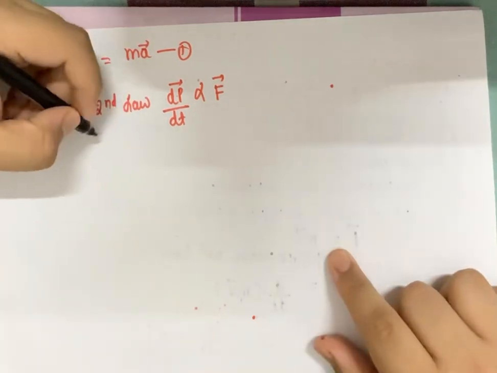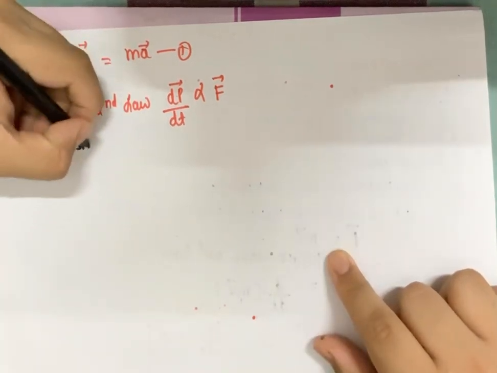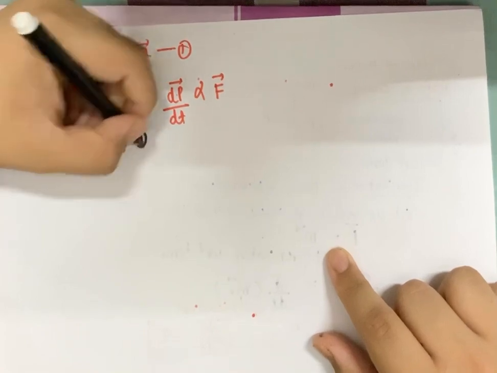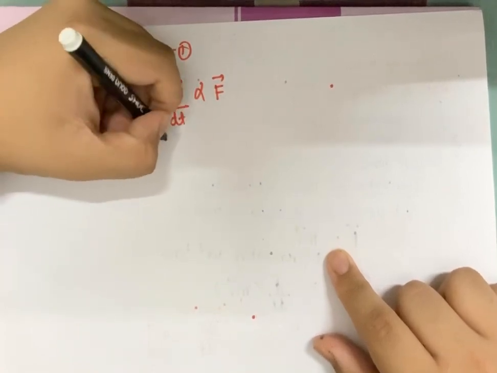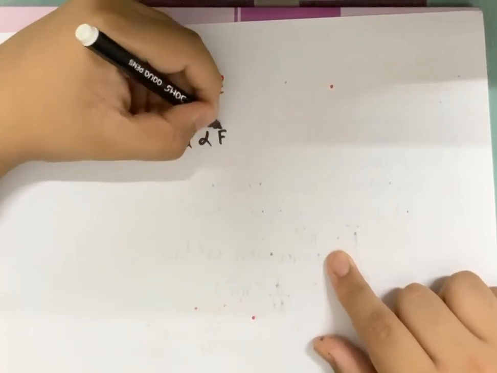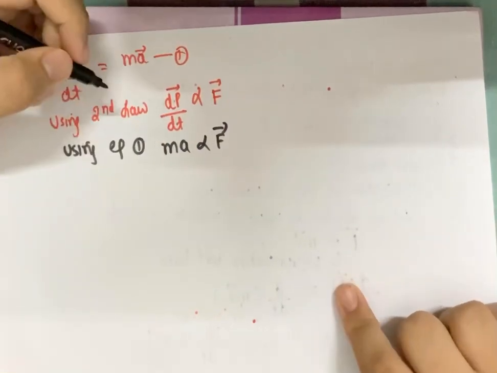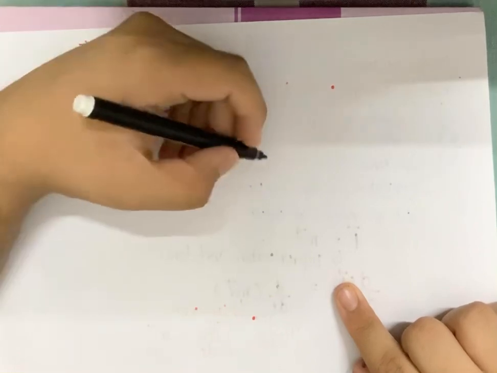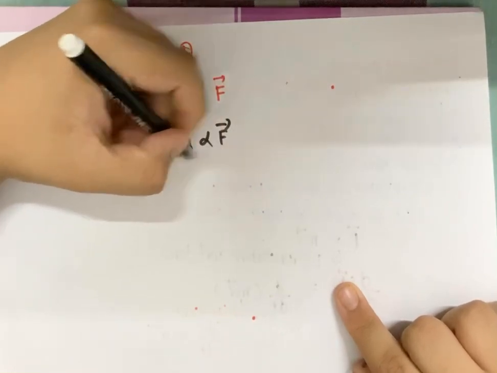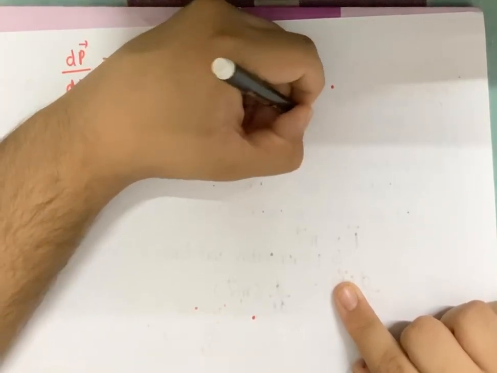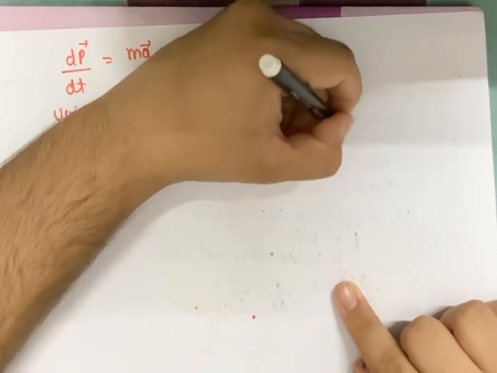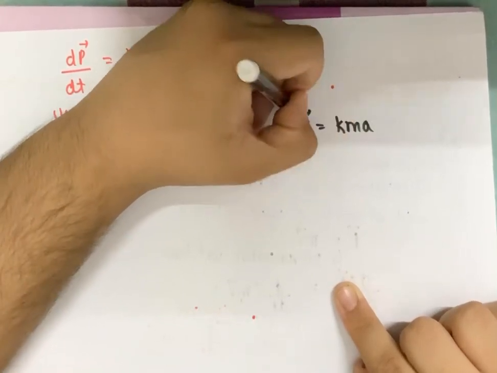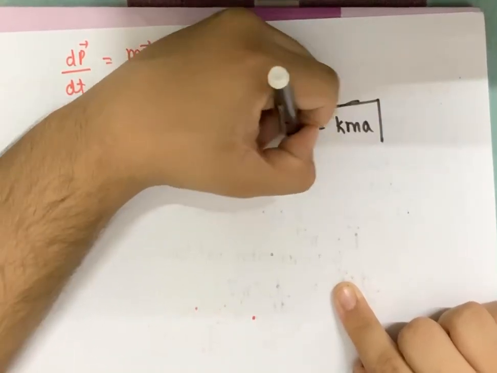So therefore, using equation 1, dp by dt becomes ma is proportional to force. Force is also a vector quantity. Now to remove proportionality, add a constant. That means force therefore is equal to kma. This is the formula.